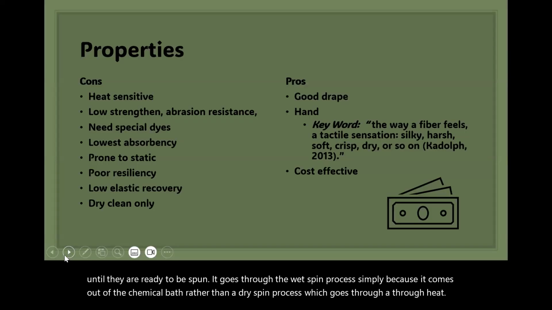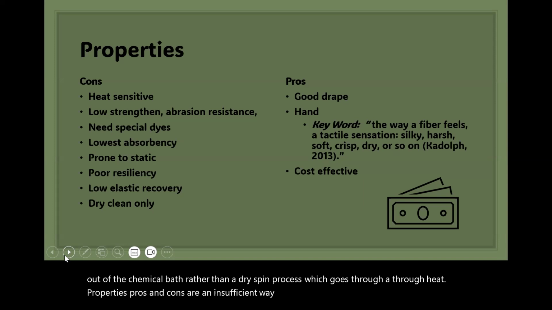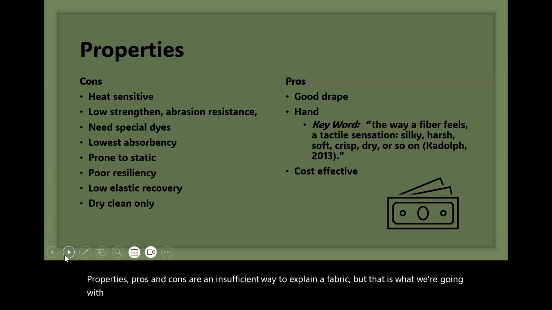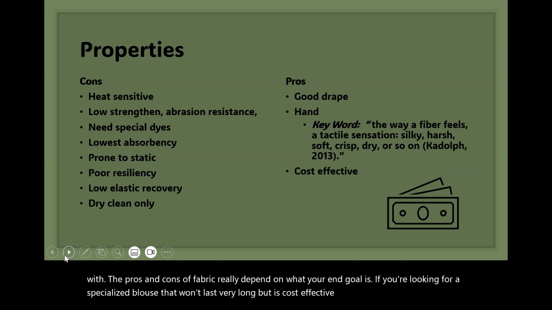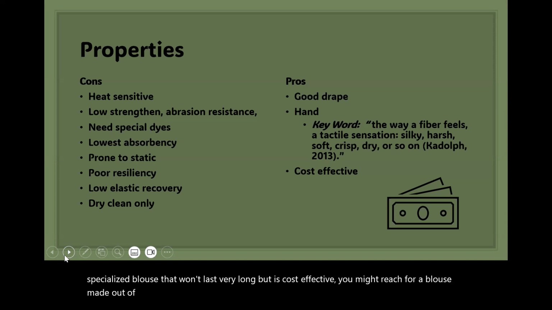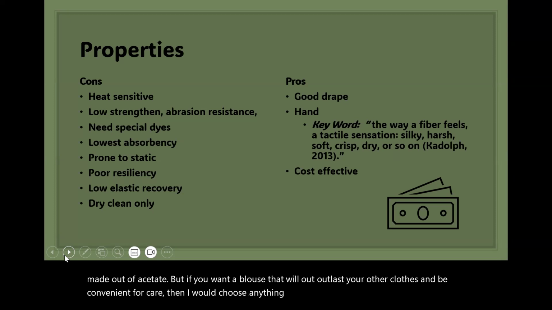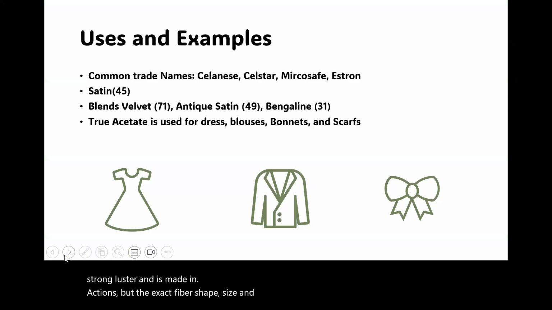Properties. Pros and cons are an insufficient way to explain a fabric, but that is what we're going with. The pros and cons of a fabric really depend on what your end goal is. If you're looking for a specialized blouse that won't last very long but is cost effective, you might reach for a blouse made out of acetate. But if you want a blouse that will outlast your other clothes and be convenient for care, then I would choose anything but acetate. Acetate generally carries a strong luster and is made in cross sections, but the exact fiber shape, size, and luster vary.